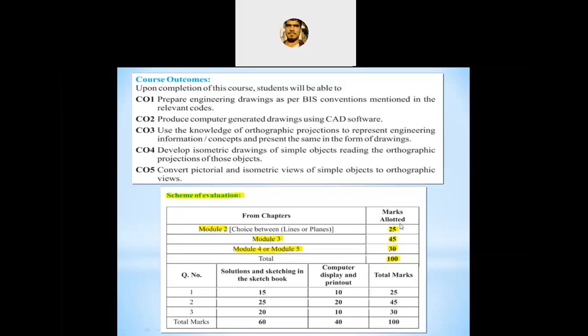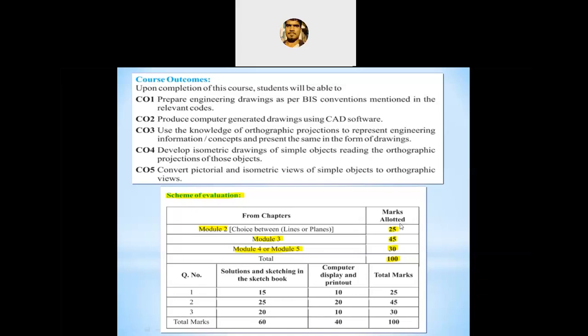If you attend the line, don't worry about the plane. Okay, only 25 marks. And module 3, I told you, is compulsory. It is for 45 marks. And for module 4 and module 5, there is an option, and it is of 30 marks. Okay, so you are going to attend the exam for a total of 100 marks.